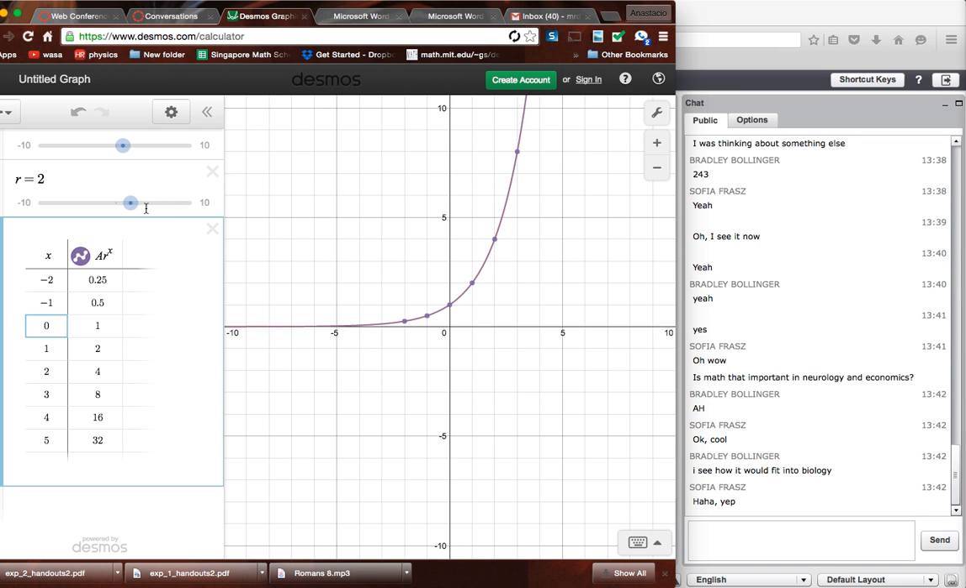And what this is doing is, basically, a lot of times instead of an x, we put a t. What do you think t stands for?